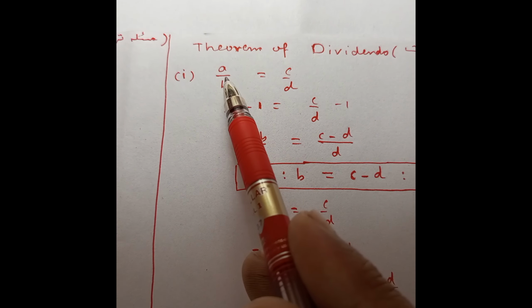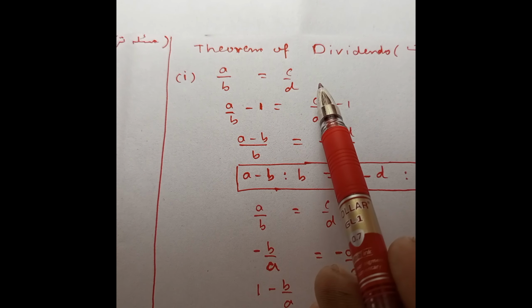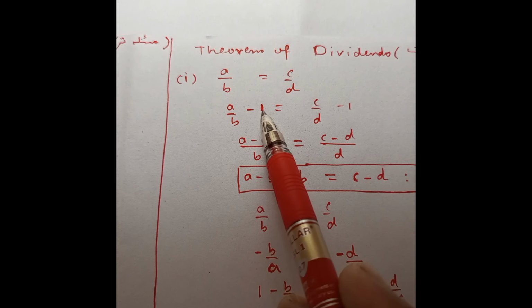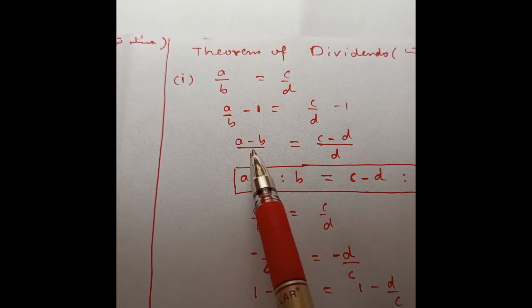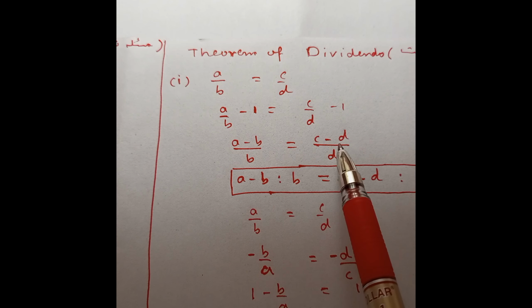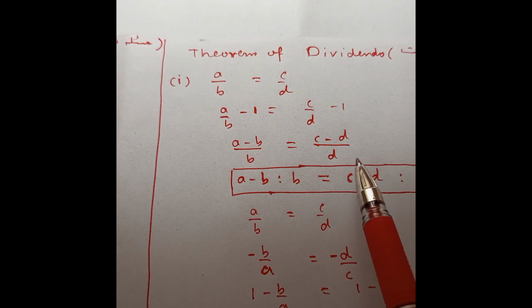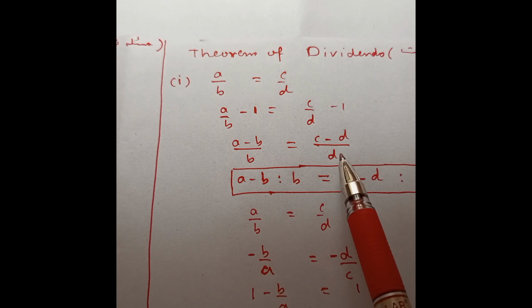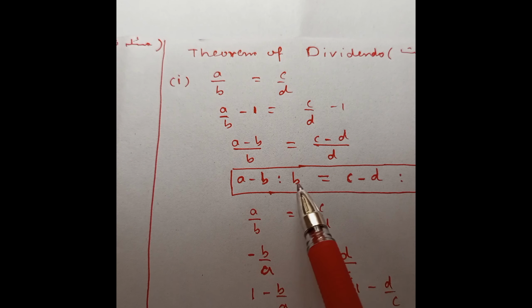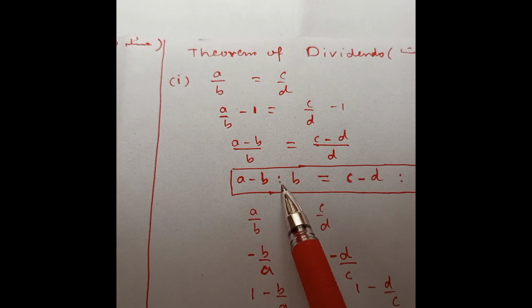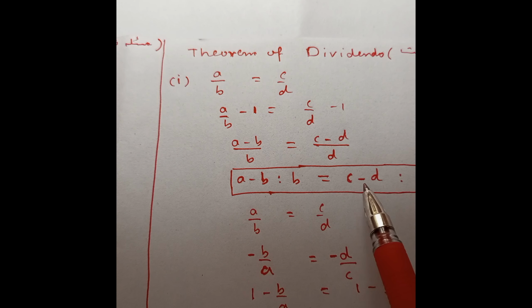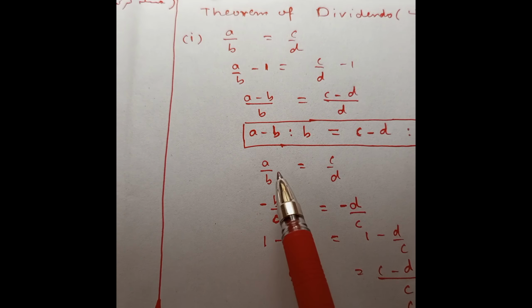So again, starting from the same point, A by B is equal to C by D. Now subtracting 1 from both sides and taking LCM, we get A minus B by B is equal to C minus D by D. This is one of the cases of the dividendo. In other form, it is written like that: A minus B ratio B is equal to C minus D ratio D. Let us try to prove the other case.